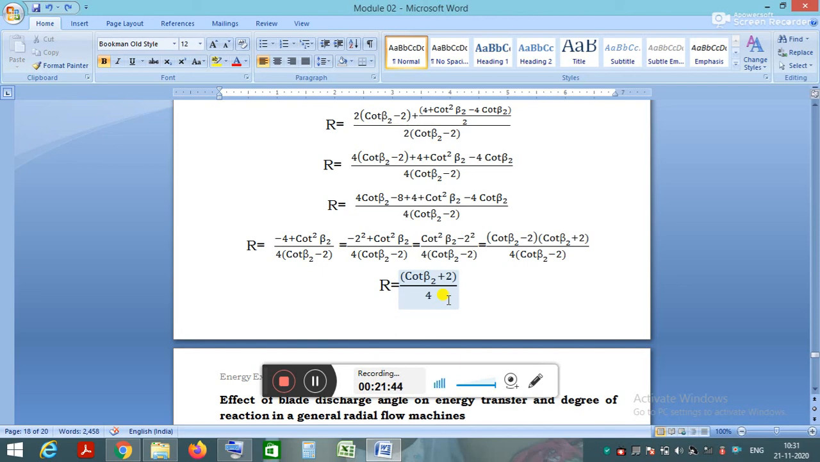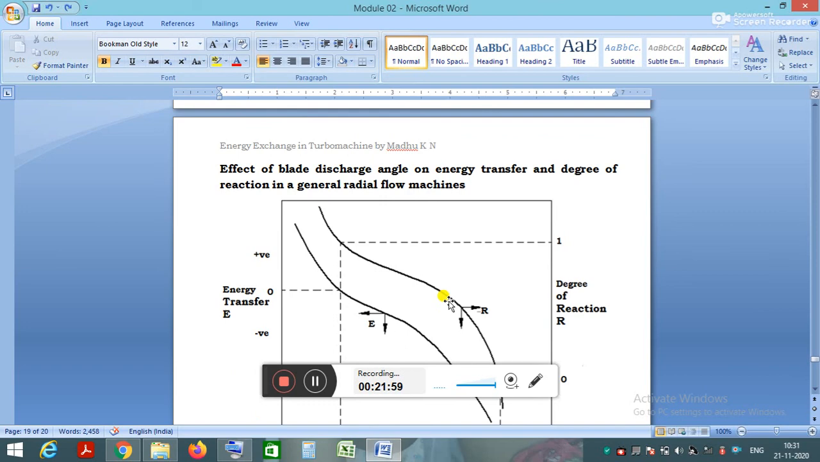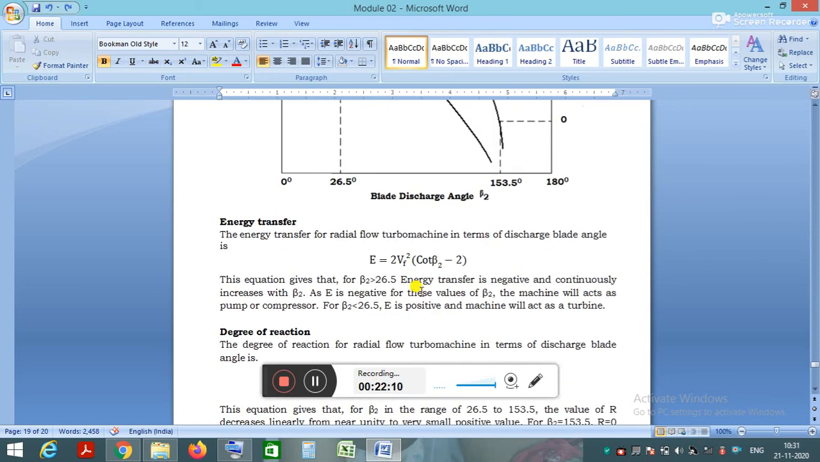R equals, here we derived for the radial flow turbines. The same we can derive for radial flow compressors, or power absorbing turbo machines. Okay, the next concept is the effect of discharge angle, that is beta 2, on energy transfer and degree of reaction.